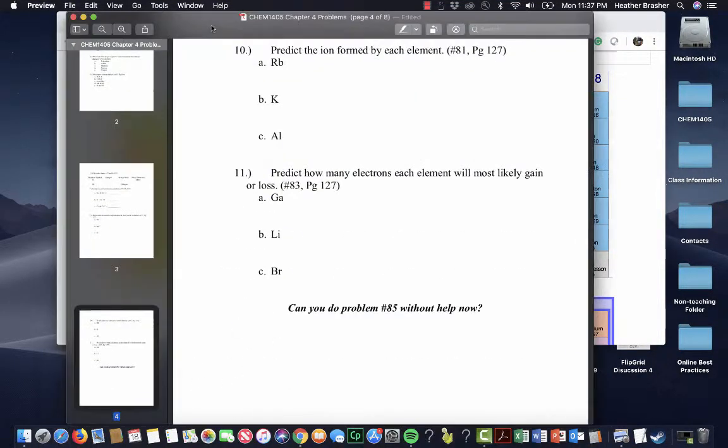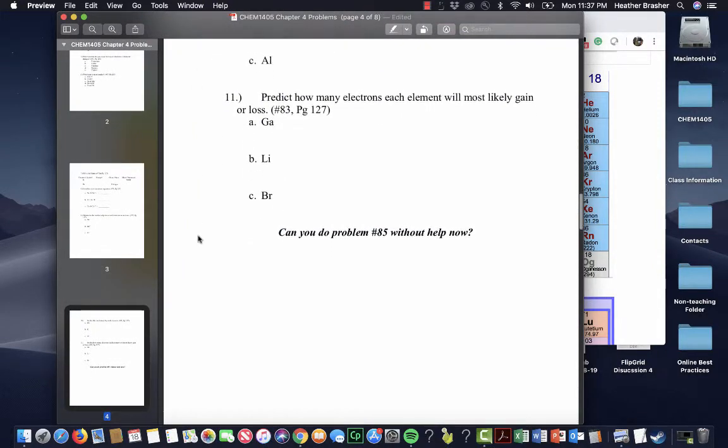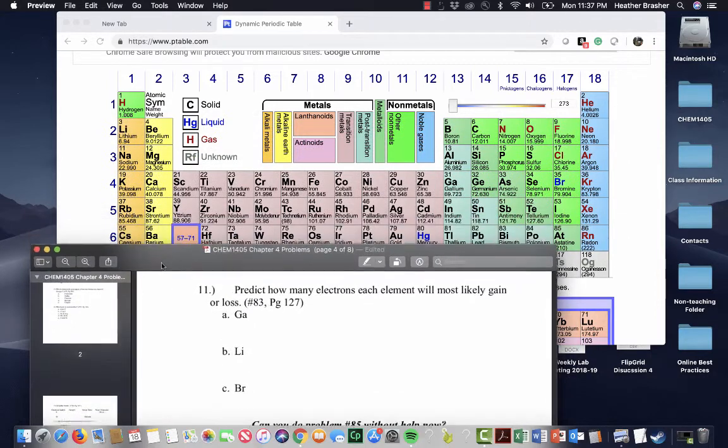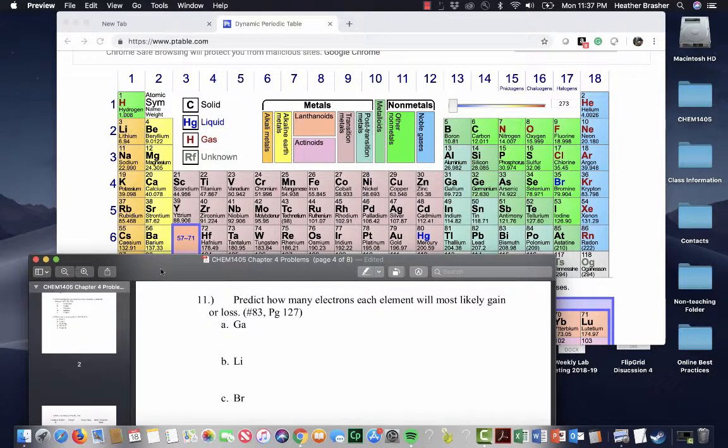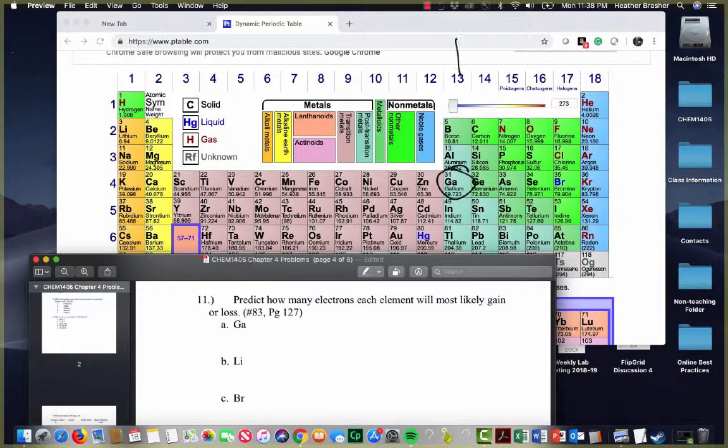So let's see where we are now. We're almost halfway through. So here we're going to go, this is number 83. And 83 is asking, are they more likely to gain or lose electrons? And so the very first one we have is gallium. And you can see it's right here. And so this guy, if you remember, is most likely to be Ga3+. So he is most likely to lose 3 electrons to form that positive ion, and that's because he's in that 3A group.